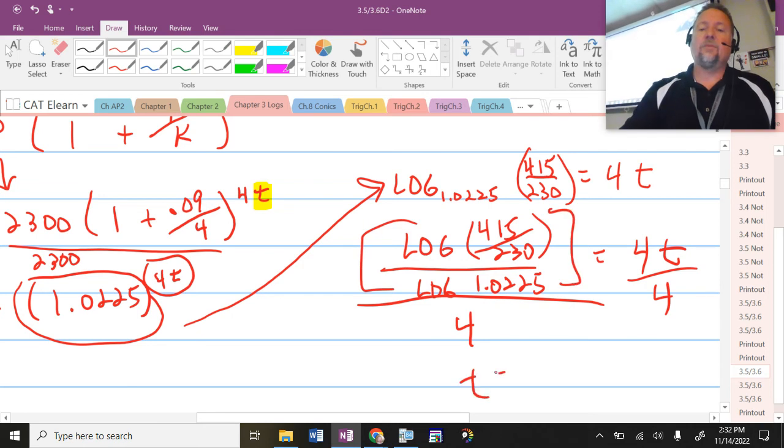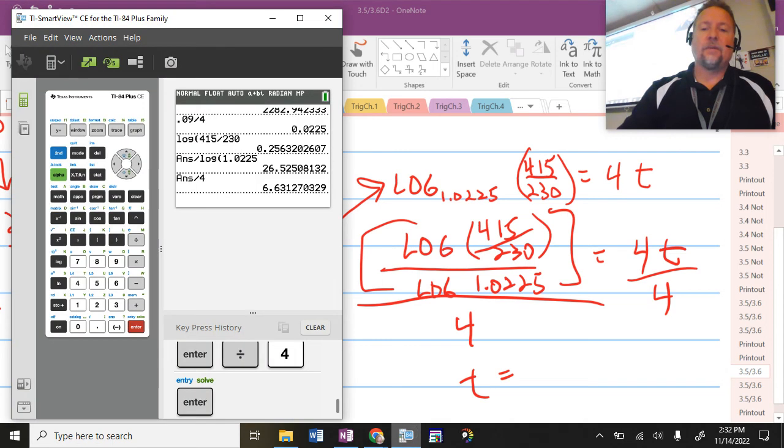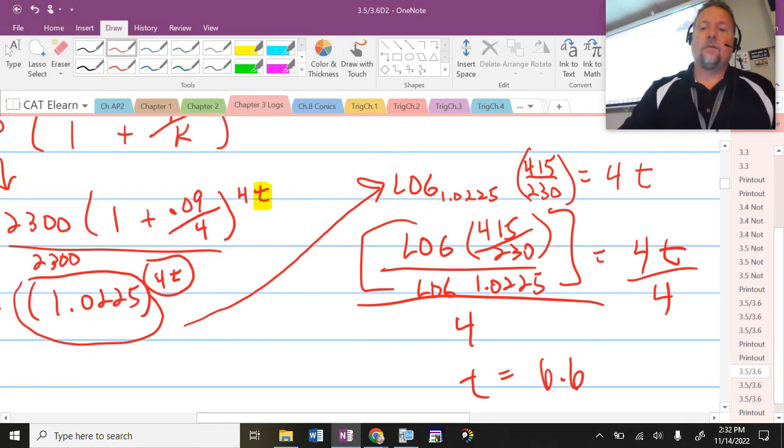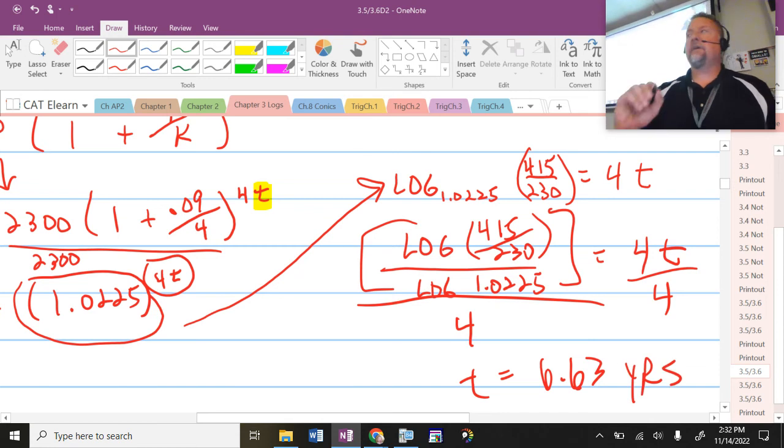And then t equals, I think it was 6.631. And then what is that? That's in years. Okay, because I was finding time, and that's what that means.